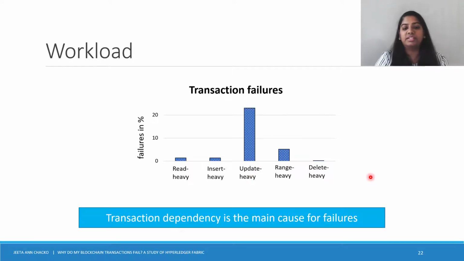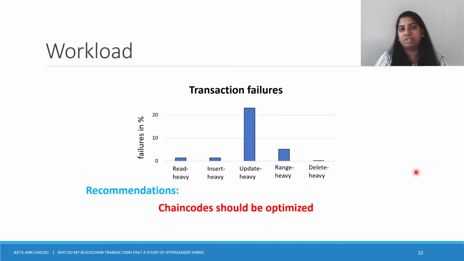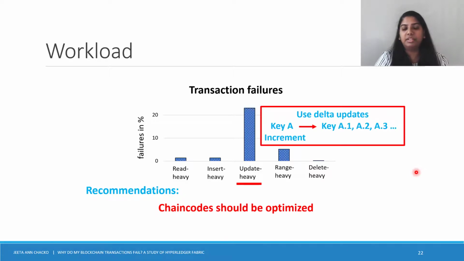Therefore, the failures depend on the transaction dependencies. Updates, of course, have more transaction dependencies. So our recommendation here is to optimize the chain code such that these dependencies are minimized. For example, you could consider using delta updates.